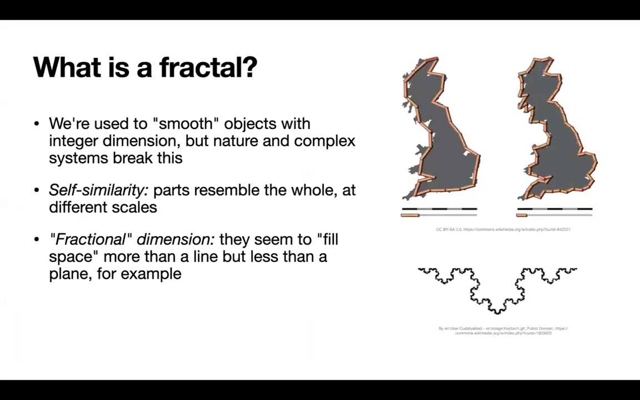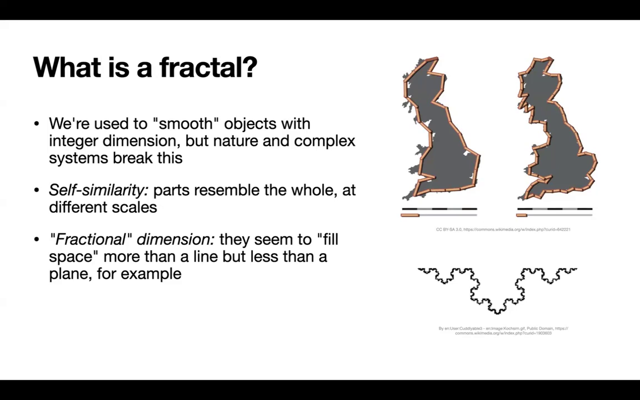So what do I mean when I say fractal? We're typically used to smooth objects with integer dimension, but in nature and in a lot of complex systems, we find things that break this. These problems were first noticed in very niche mathematical settings, and seemed like mathematical contrivances, but we've later found that these are in fact very real-world objects.